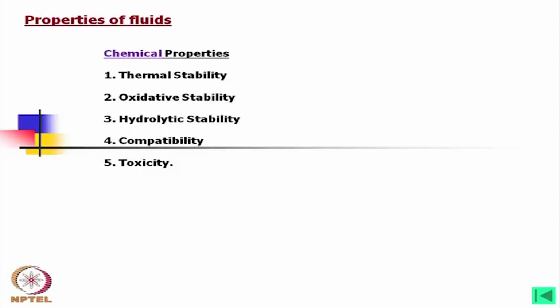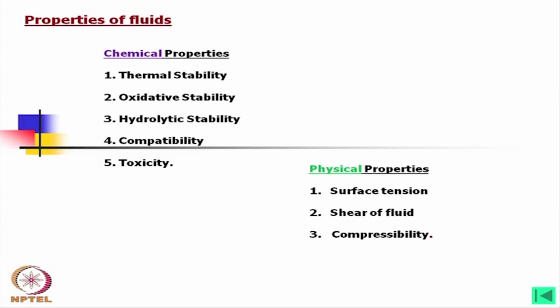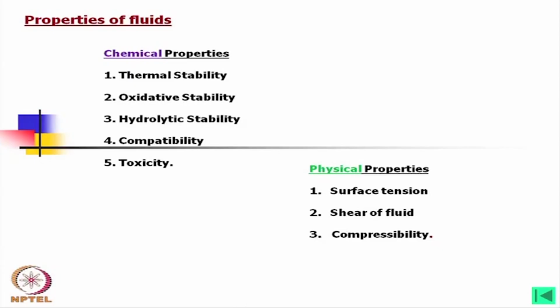Now, fifth point is toxicity, which I have already discussed. Then physical properties, one is the surface tension. This is very important in case of the fluids we are using for fluid power. Then shear of fluid, that is also important in that case, it should be adhered to the components, otherwise there will be a problem of lubrication. And obviously compressibility, if there is change in compressibility the performance of the system will change.